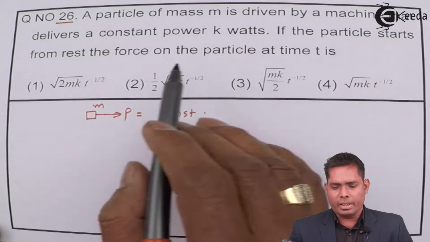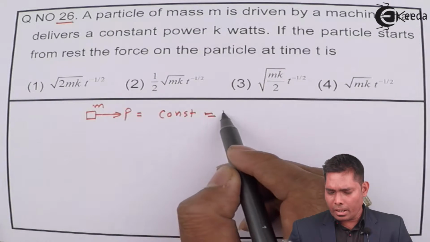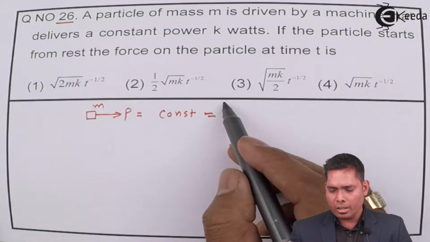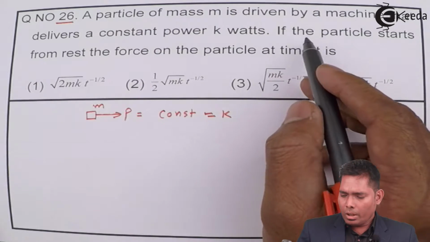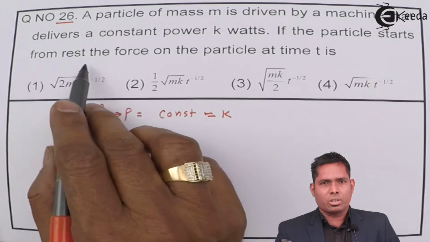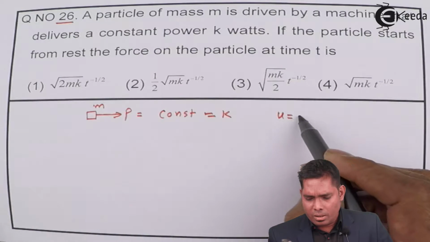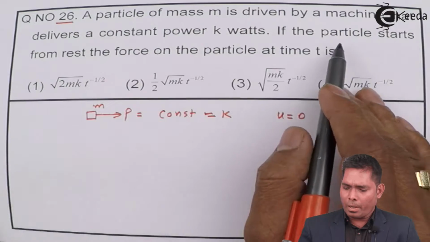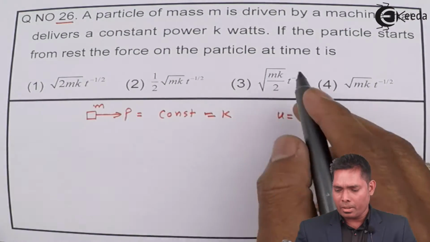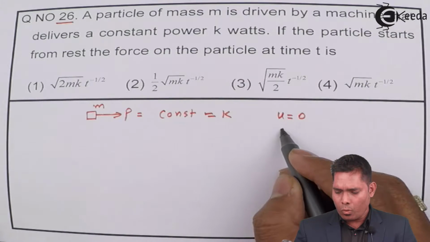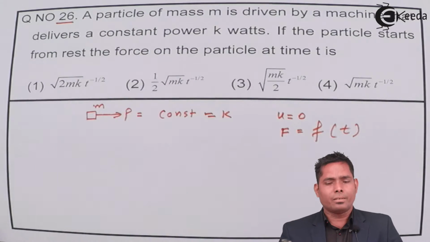So the machine delivers a constant power k watts. This is constant and its value is k in terms of watts. If the particle starts from rest, so its initial velocity is 0, the force on the particle at any time t is what we have to find. So force as a function of time we have to find.